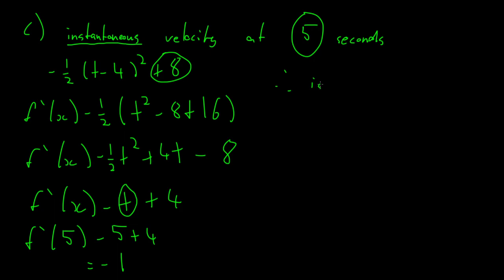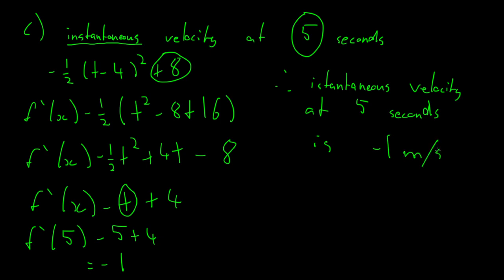Therefore, instantaneous velocity at 5 seconds is minus 1 meter per second. Okay.